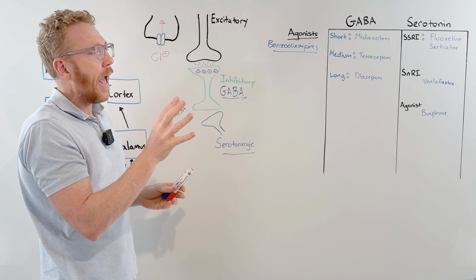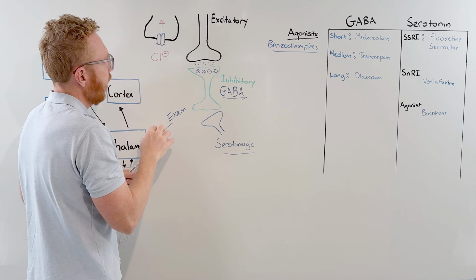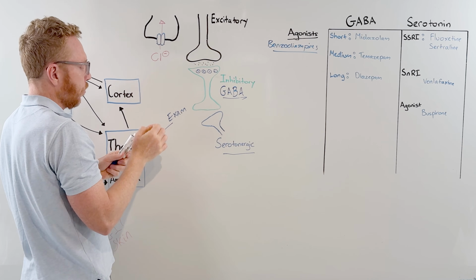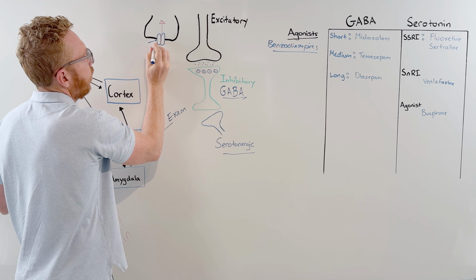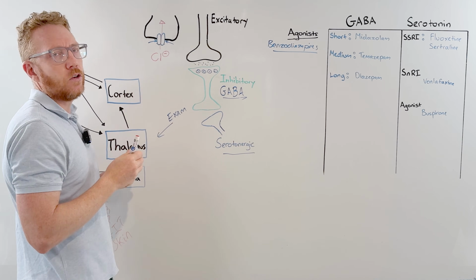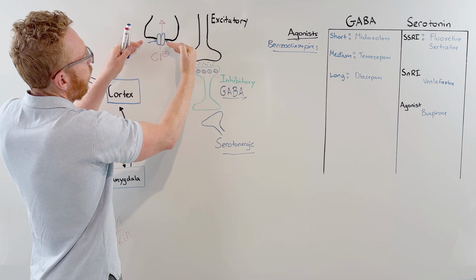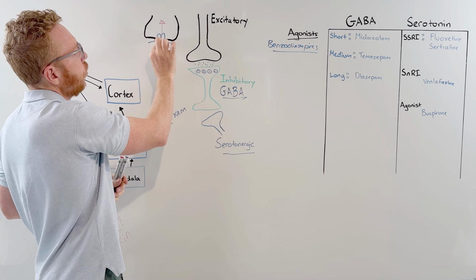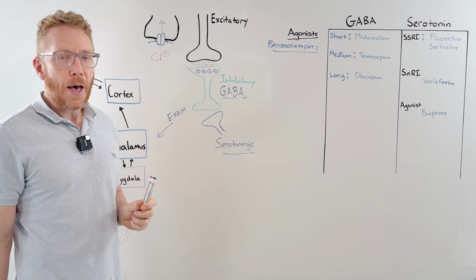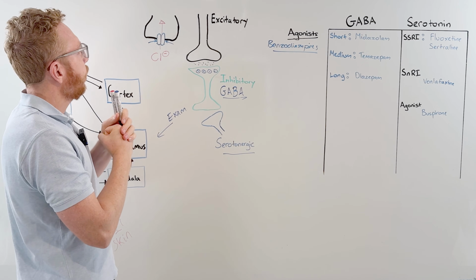So that's how the benzodiazepines work. They don't bind where GABA works; they actually bind just to the side of where GABA usually binds. But when the benzos bind, it changes the binding site for GABA, allowing the affinity to be even better.